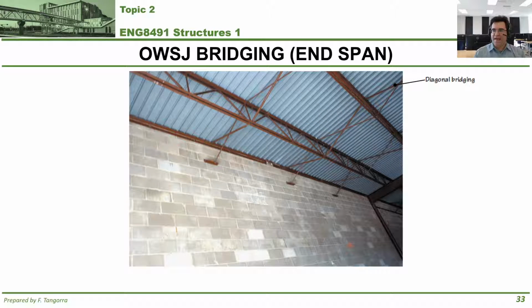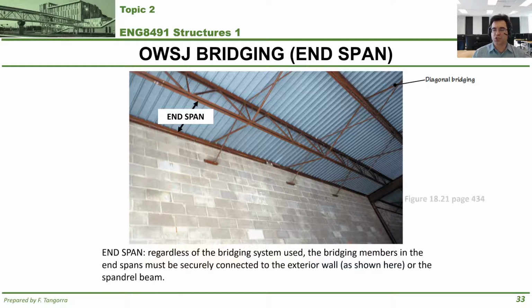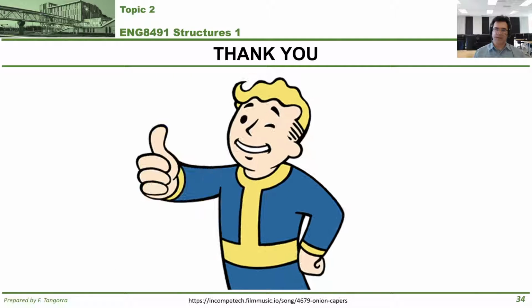Okay, and I guess the last thing that I want to chat about as we come to an end is end spans. I'm looking now at the roof of a structure, and it looks like it has a CMU wall on one side. And this is the end span. It's the space between an open web steel joist and the side wall, okay? That end span must always be bridged, especially if it's going to a CMU wall, okay?